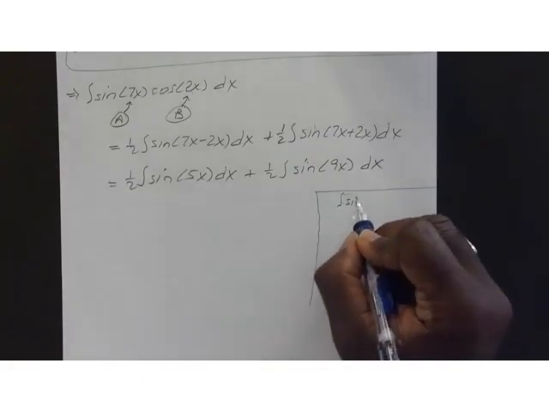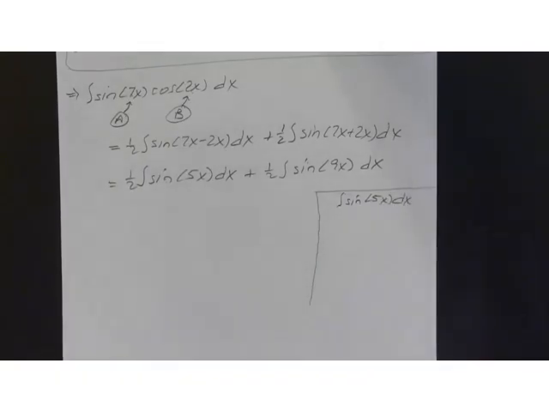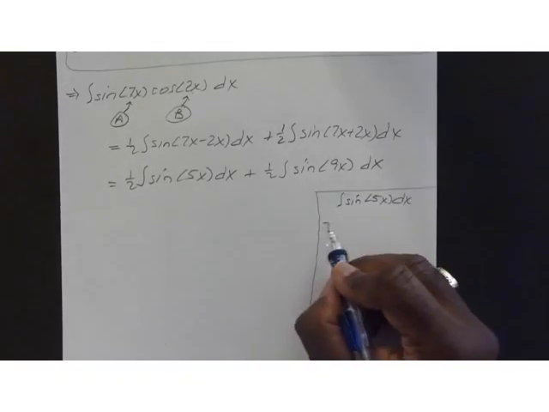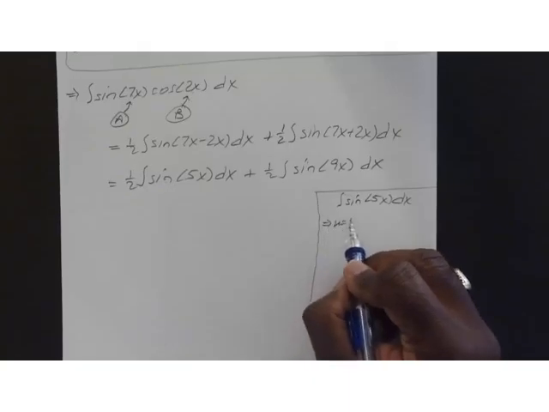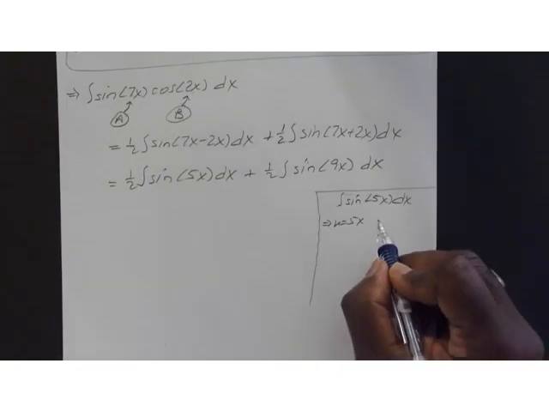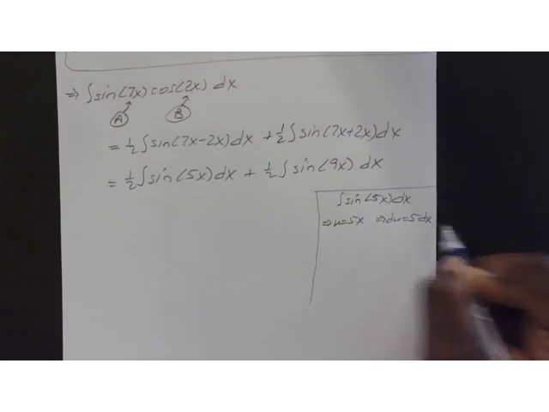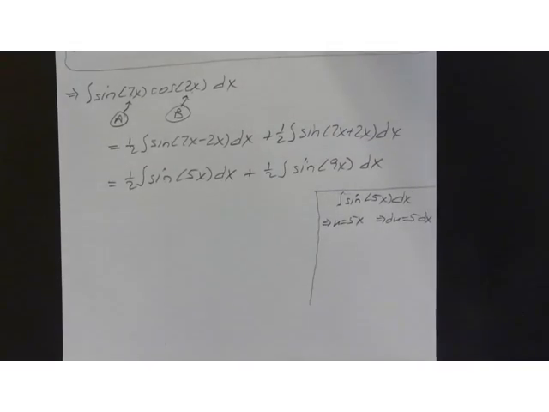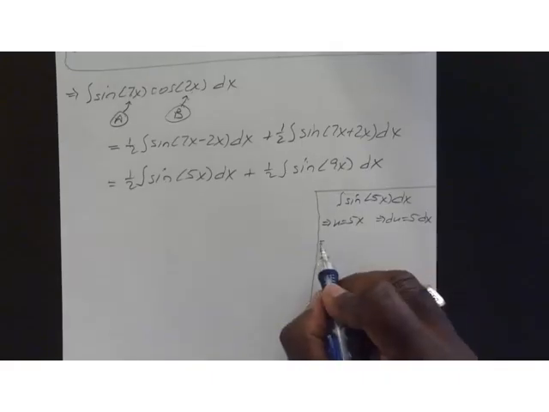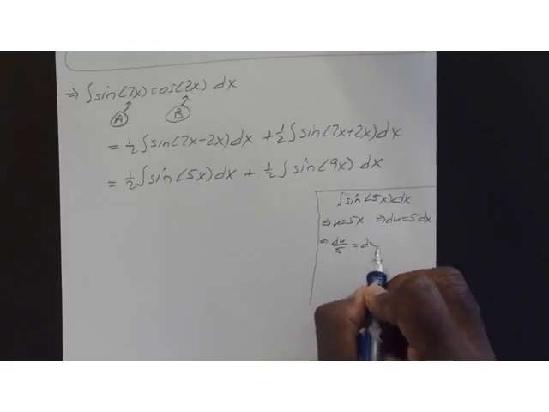The integral of sine of 5x, we let u equal 5x. And the derivative of u is 5 dx. Divide both sides by 5. du over 5 is equal to dx.